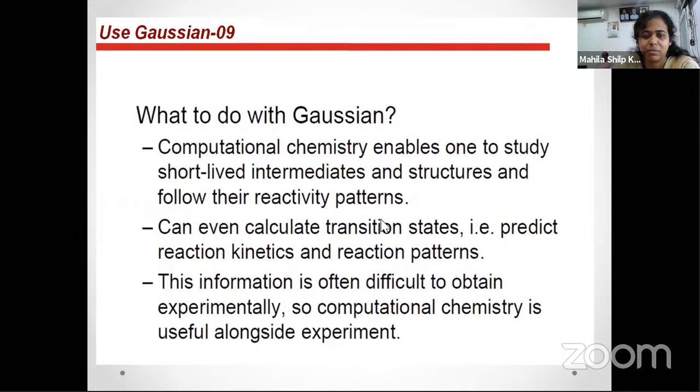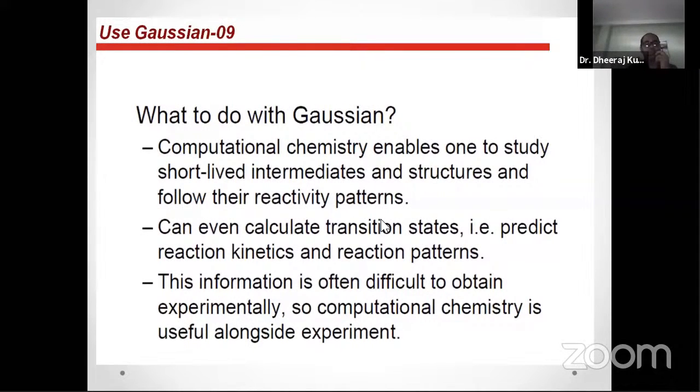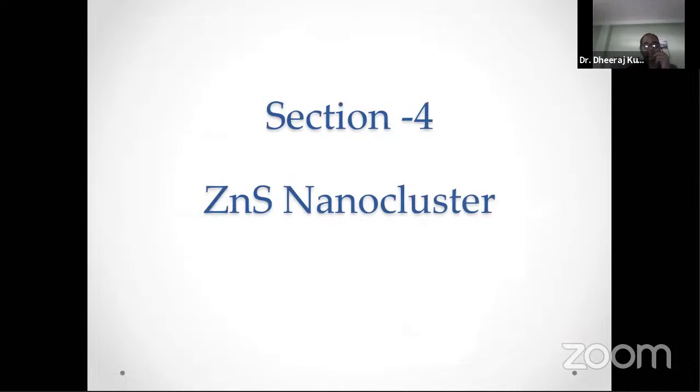So, with Gaussian, or any computational code, we can predict properties which cannot be easily determined by experimentalists. If we can calculate or explore the properties of nanomaterials, it will be a guide for the experimentalists to produce them.